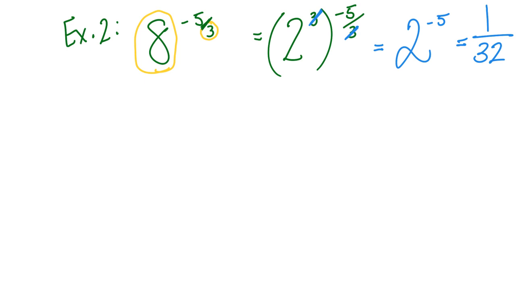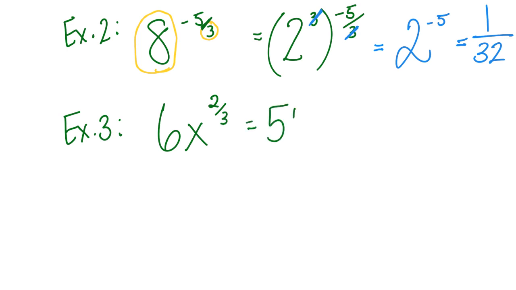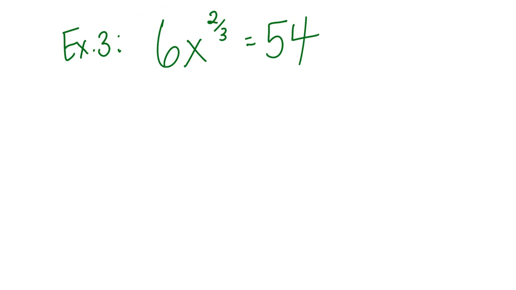All right, I'm going to move on to some other ones here. Let's look at example 3. Example 3 says 6x to the 2/3 is equal to 54. The first thing I'm going to do here is what your gut tells you to do. I bet your gut is saying, hey, we're solving for x, so we have to divide each side by 6, and that is correct. So we have x to the 2/3, well, 54 divided by 6 is 9.